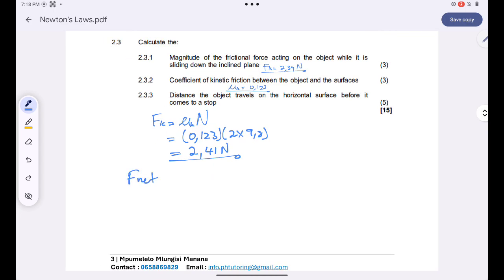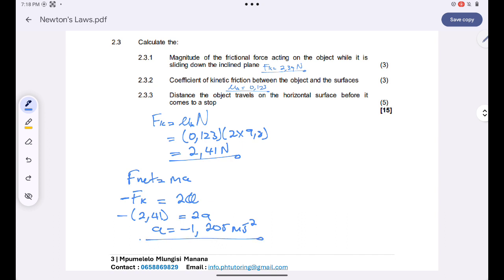Remember that F net is equal to ma. The only force acting here is the frictional force, and the frictional force is opposing the motion of the block. Hence, we have a negative sign over there. Negative Fk is equal to 2 multiplied by the acceleration that we don't know. That's negative 2.41 is equal to 2a. Then the value of a is 2.41 divided by 2, that's simply negative 1.205 meters per second squared.